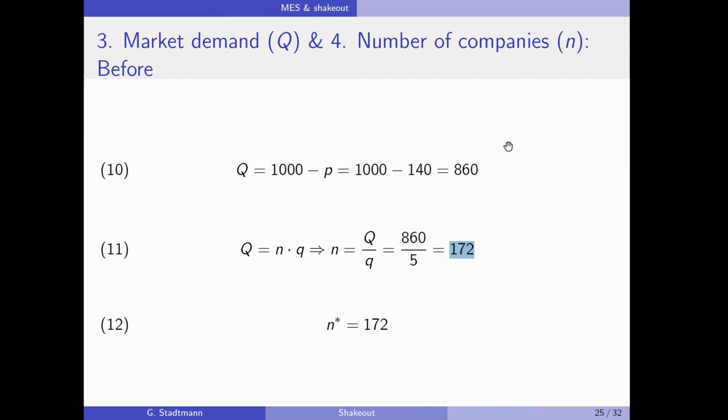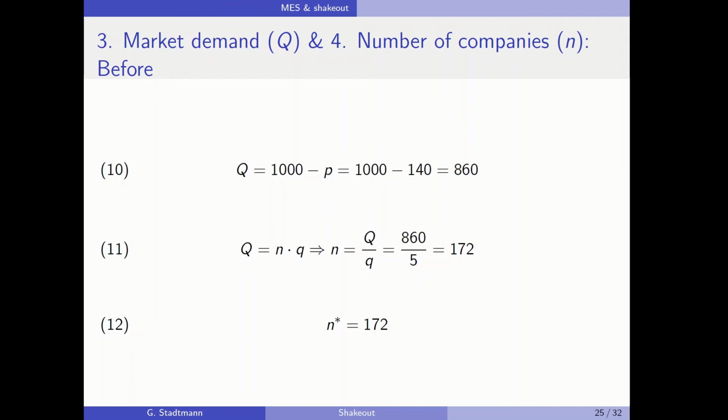In this first part, we characterize the situation on this market before an innovation took place. The optimal quantity for the single firm was equal to 5 units. The price was equal to 140 euros. 860 units were demanded and also supplied, and the number of firms operating in this industry was equal to 172.